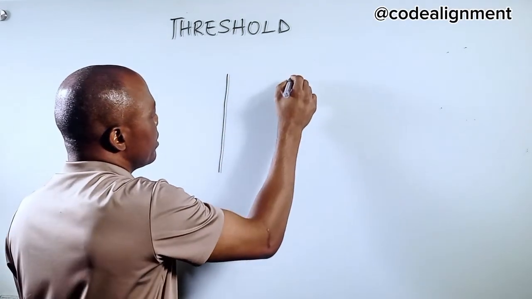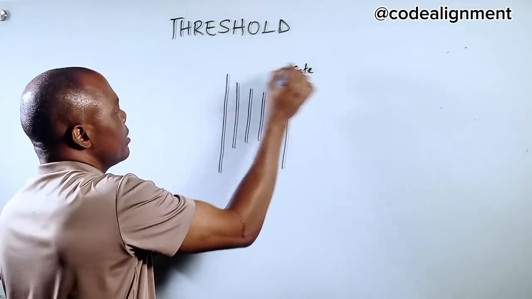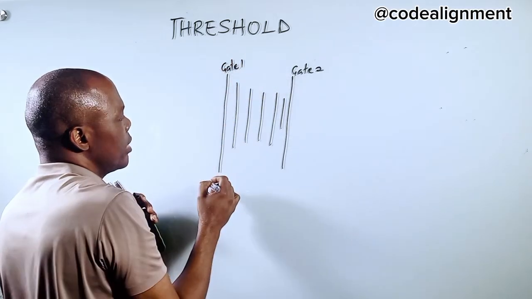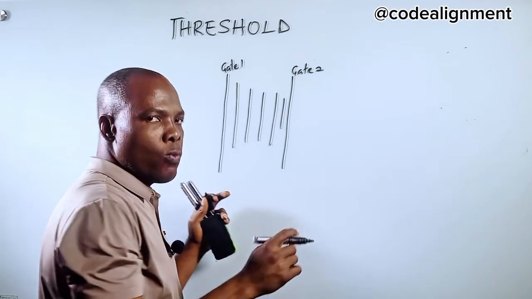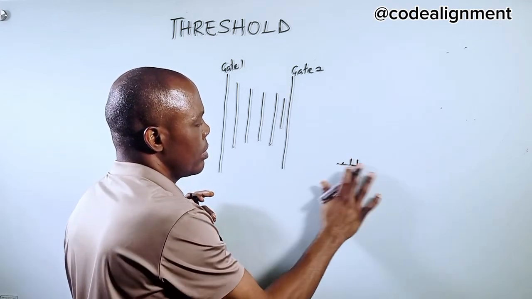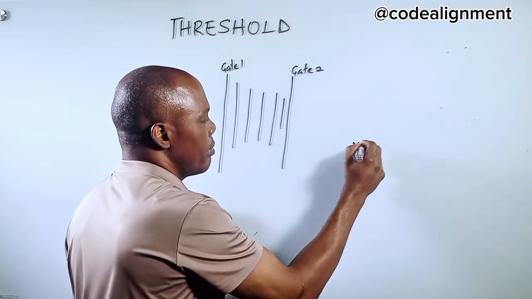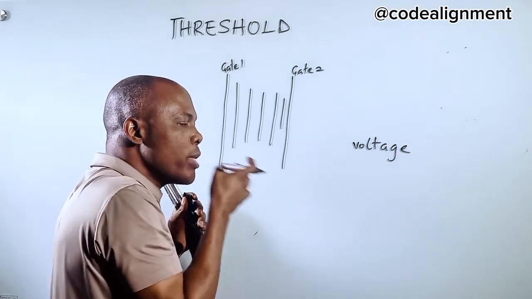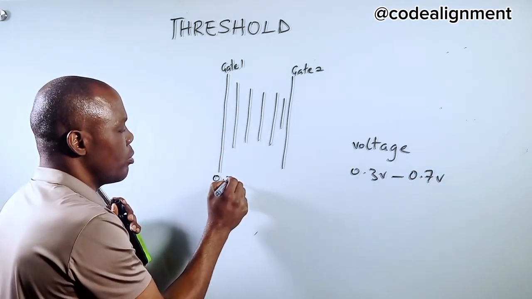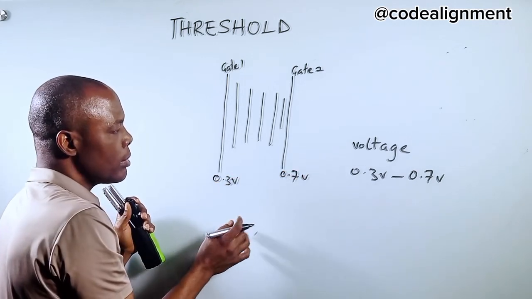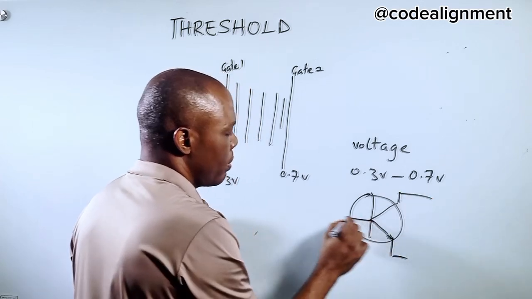So let me quickly explain, link that up for you to see. If we have something like this, and we have something like this, we are having this in between. So this is a gate, right? This is gate 2. This is gate 1. And when we say voltage, and we give a range, we say from 0.3 volt to what? 0.7 volt. Let's just take it that way. So this place is 0.3 volt, and this place is 0.7 volt, right? This is our transistor that is going to switch.